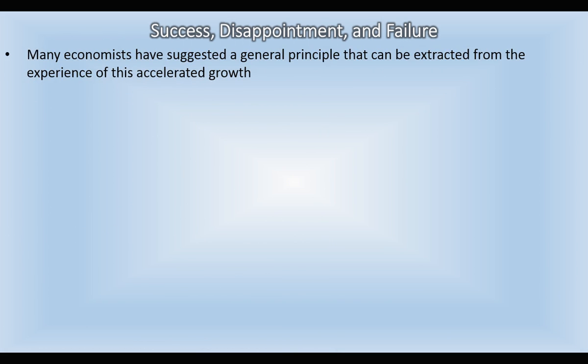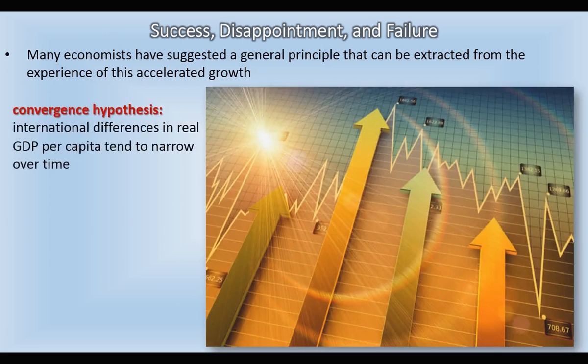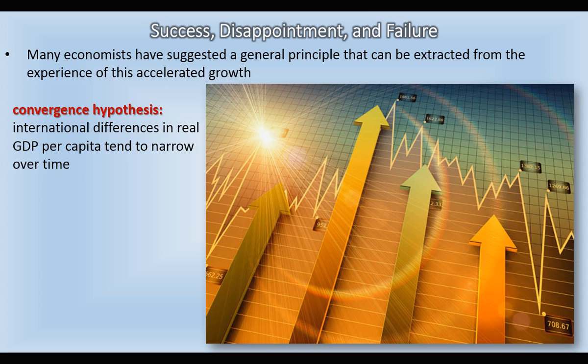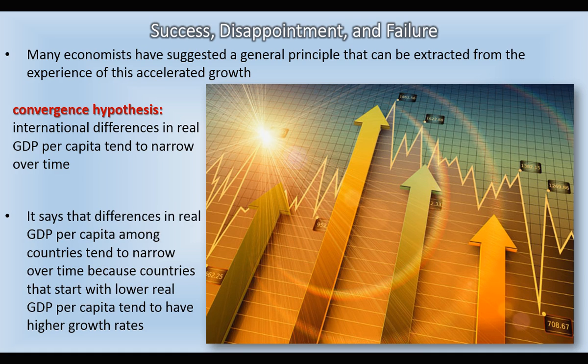Many economists have suggested a general principle that can be extracted from the experience of this accelerated growth. They call it the convergence hypothesis. It basically states that international differences in real GDP per capita tend to narrow over time, so that eventually we are converging to a worldwide state of modernization. Differences in real GDP per capita among countries tend to narrow over time because countries that start with lower GDP per capita tend to have high growth rates.